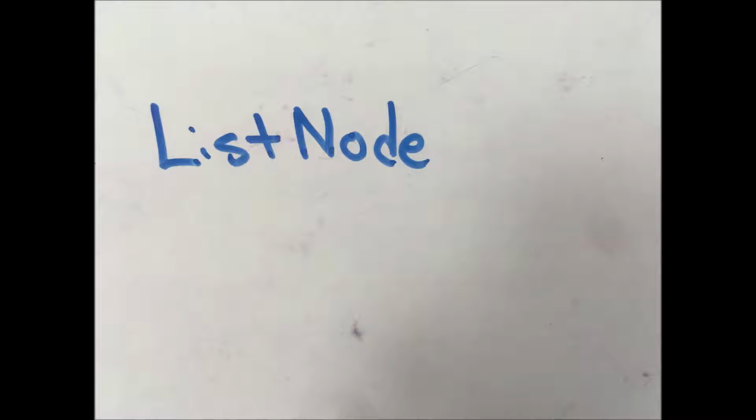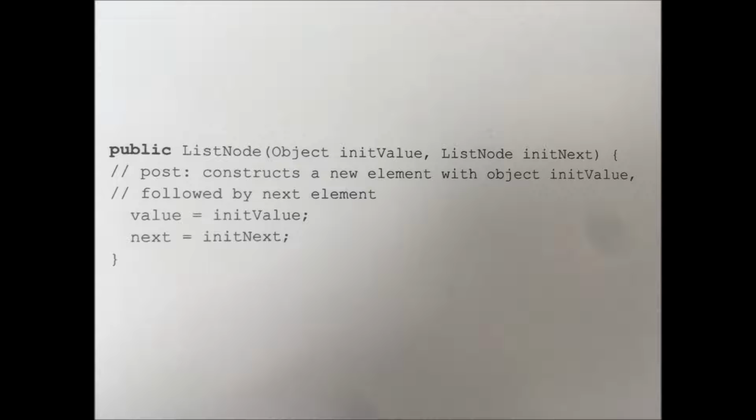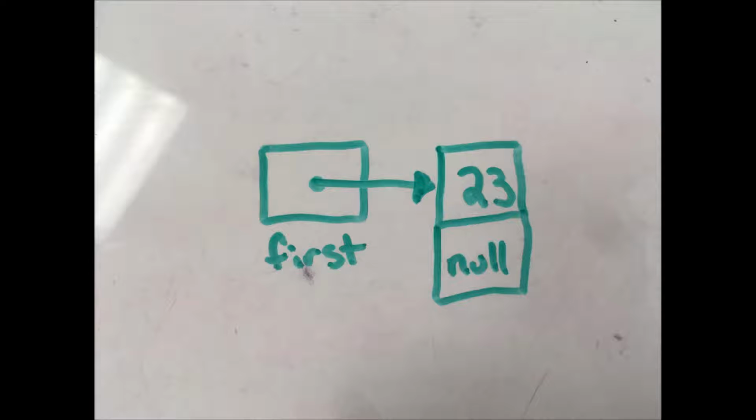Methods for a list node class will consist of those for creating, accessing, and modifying nodes. The constructor for the list node class is responsible for creating a node and initializing the 2 instance variables of a new node. Here's an example of code to create the first node in a linked list. After execution of the 2 statements, first refers to the header node of a small linked list that contains just one node with the integer 23.